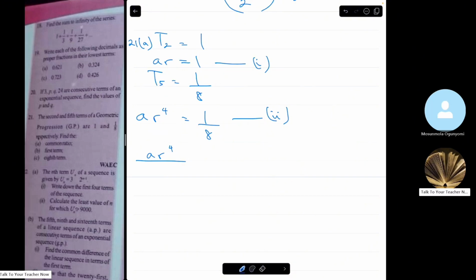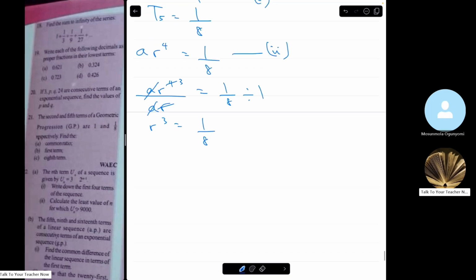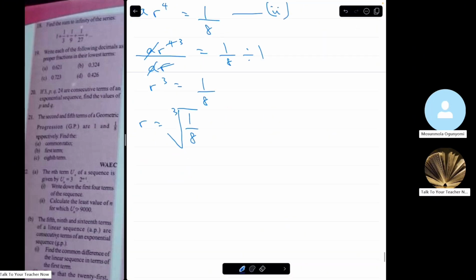Good. So AR raised by 4 divided by AR is equal to what? 1/8 divided by 1. Do you understand? Yes, sir. And that means what? R in R raised by 4 is R raised by 3. A cancels A. So R raised by 3 equals what? 1/8 divided by 1 is 1/8. And R will be the cube root of 1/8. Which is what? 1/2. Keep it. That's R. That answers the first question.